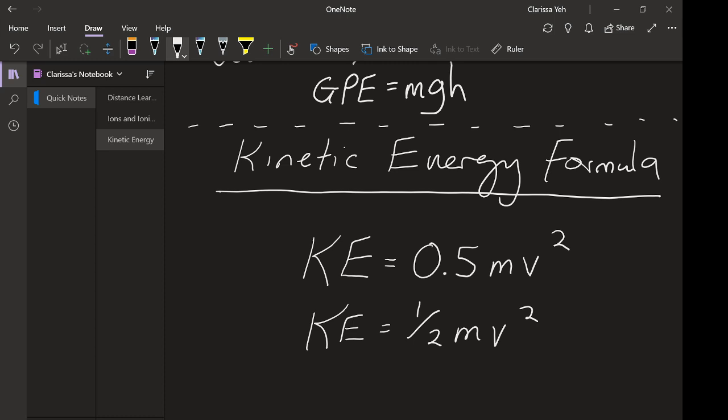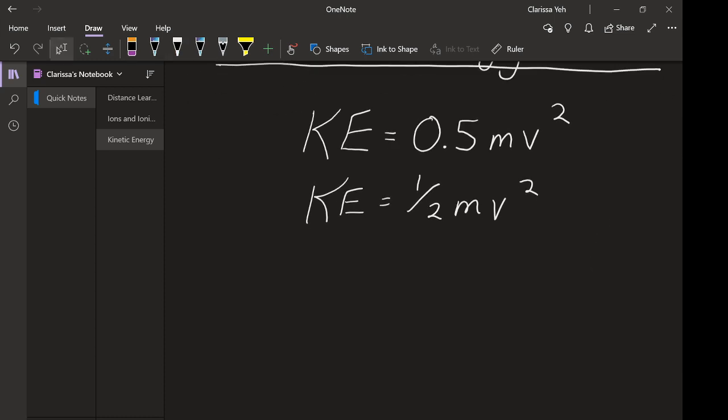The main idea is that 0.5 is exactly the same as saying a half. The reason why I would say it might be a good idea to use 0.5 in the formula instead of a half is that since you're going to be putting it all in a calculator anyway, it's easier to put things as a decimal rather than as a fraction. Okay, so I recommend writing this down, just the formula.